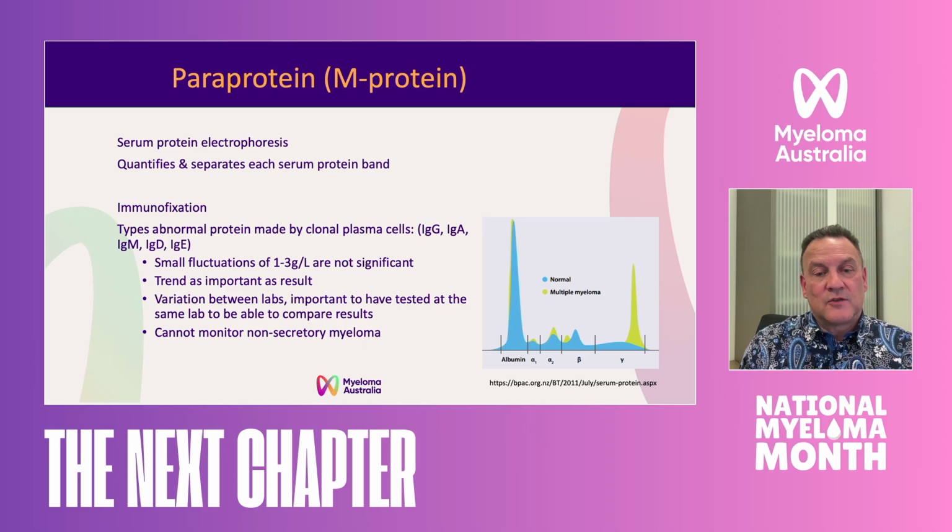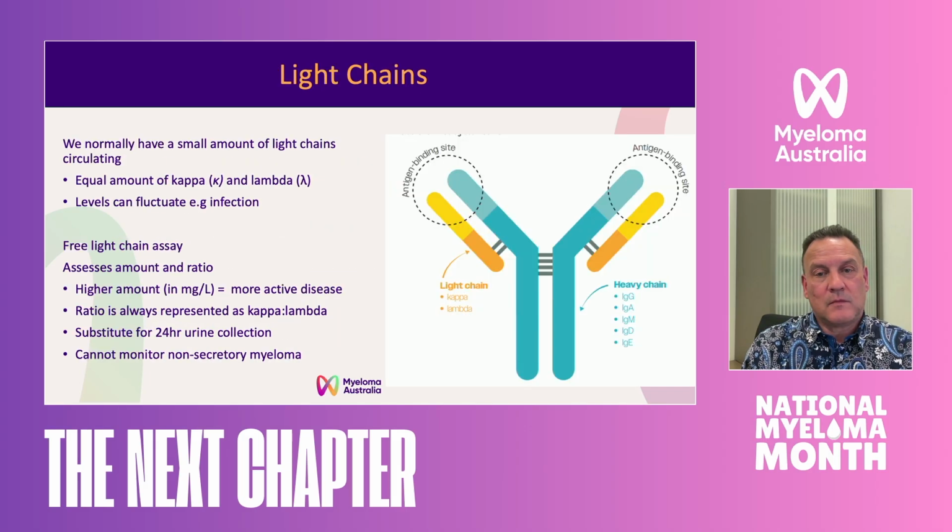There are some patients who don't make any protein, and these could either be that they're making only light chains, which we'll talk about in a minute, or they're making no proteins at all, and that's called non-secretory myeloma. And that's quite difficult to monitor over time and requires more frequent scans and bone marrow tests.